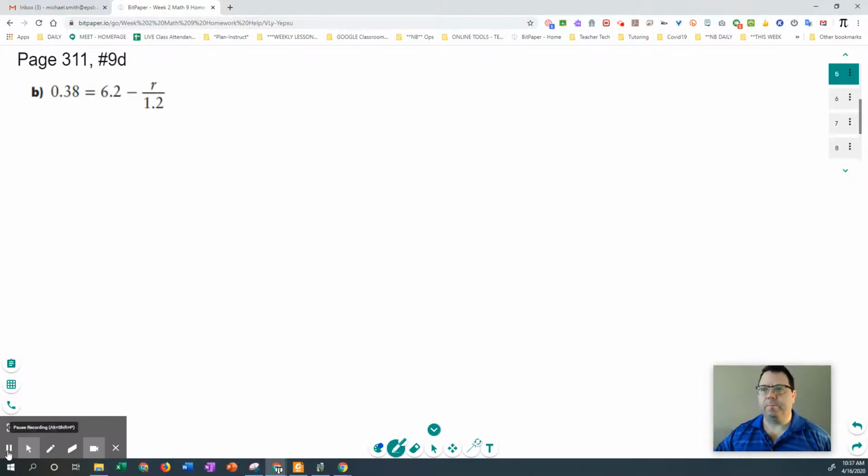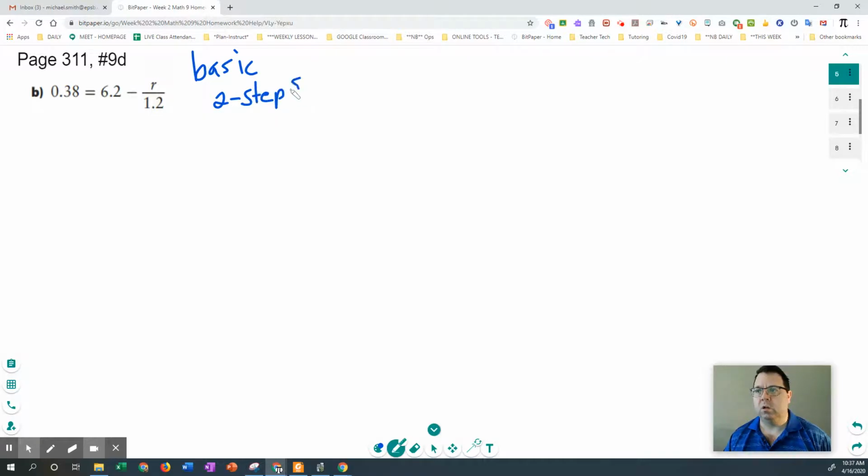Okay, question 9b. Now we're living in decimal land. We're going away from fractions and we're playing with decimals. Again, we still have the basic two-step structure. Nothing has changed. So what do we have? We have a variable over negative 1.2 and it's subtract.